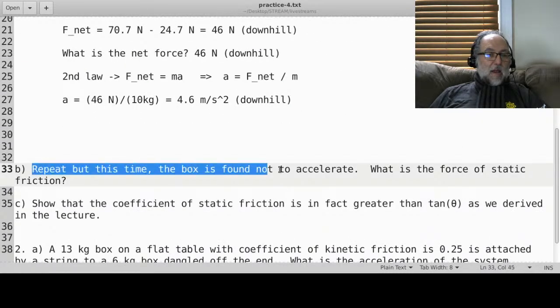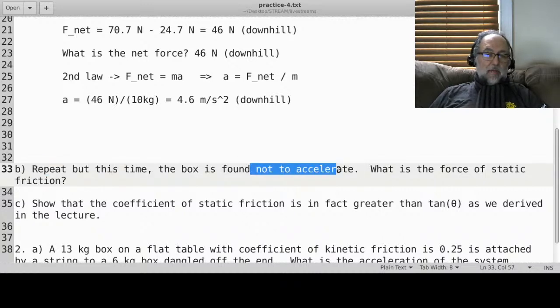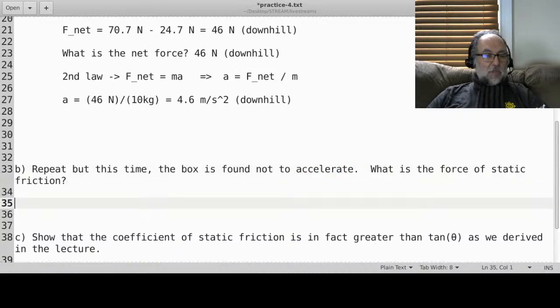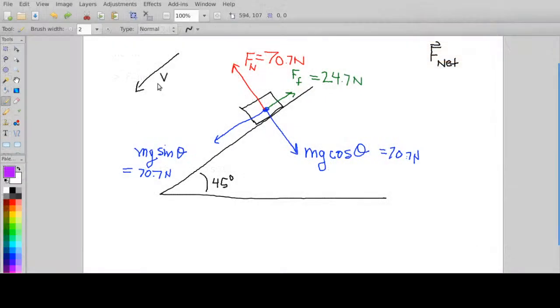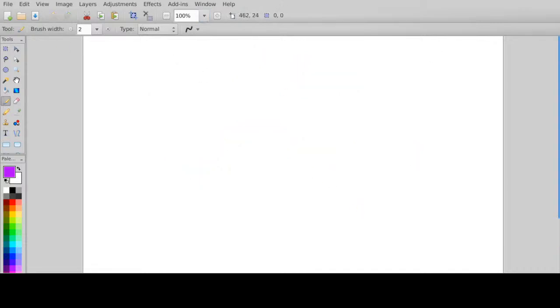So I say repeat the entire problem. But this time the box doesn't accelerate. And I asked to find the force of static friction. So to do that, let's go back to the diagram, because that's your first step. Draw the diagram again. So let me start over. Create a new whiteboard here. Did it work? Yep. Okay, and here's my wedge. Whoops, that's a bit too steep. All right, there's my wedge at 45 degrees.